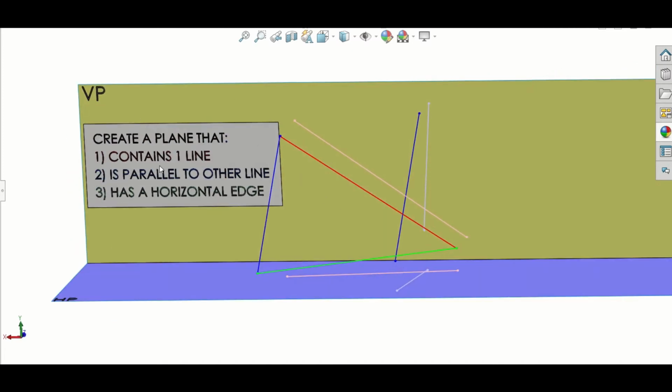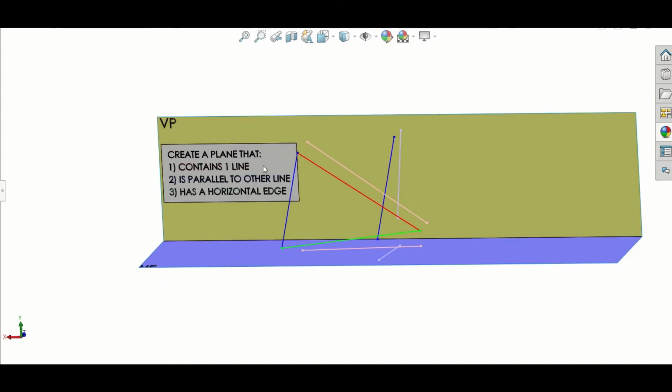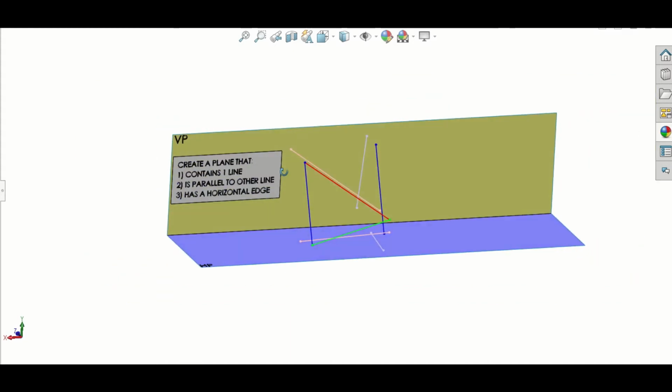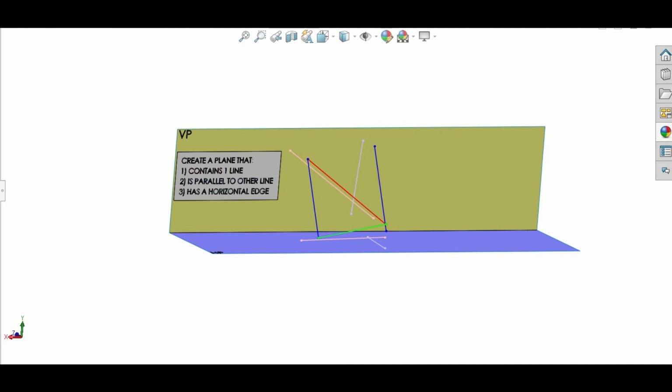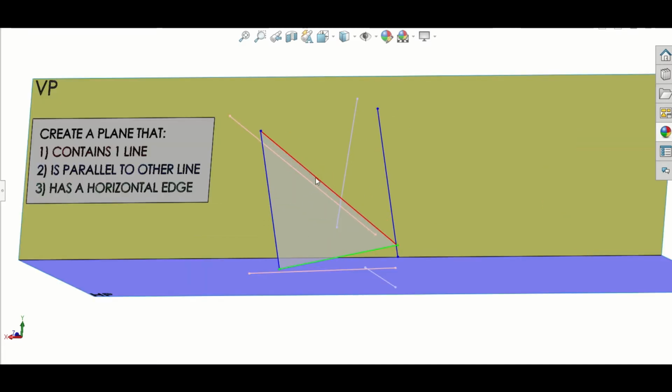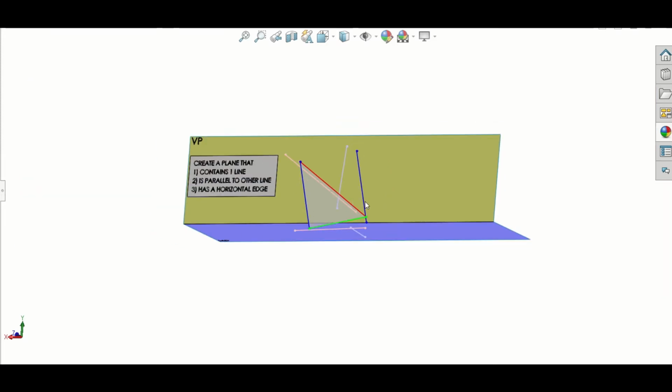And they are three constraints and three rules that you just have to learn off, and that's it. The plane has to relate to both lines. That's why we have to have those constraints. It relates to the red line because it's tied. It relates to the blue line because it is parallel to the blue line. And it has a horizontal edge in for a very good reason.